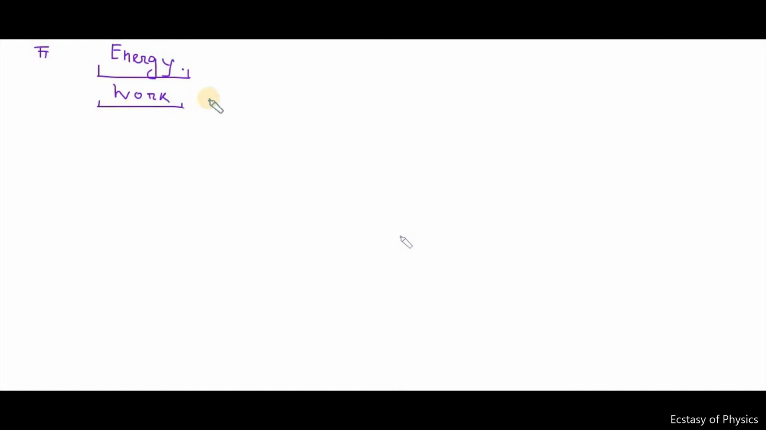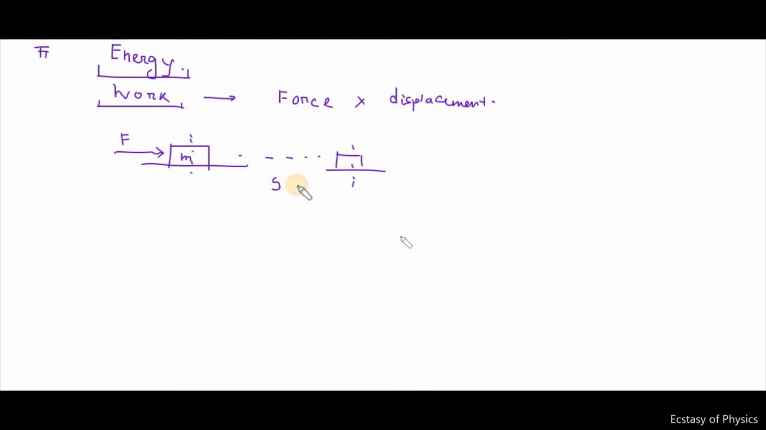To define the work, we can say work is the product of force times displacement. That's representing the work done. So it's the force times displacement. Let's say one object is located here. The mass of the object is m. On the object we are going to apply F amount of force, and due to the force applied, the object got displaced by a certain distance. Let's say s is representing the amount of displacement.